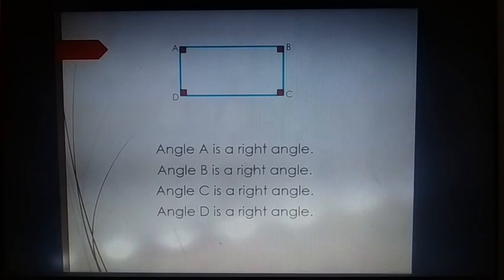In quadrilateral ABCD, each angle you can see is 90 degrees. Angle A is a right angle, angle B is a right angle, angle C is a right angle, angle D is a right angle. Hence, for a rectangle, each angle is 90 degrees.